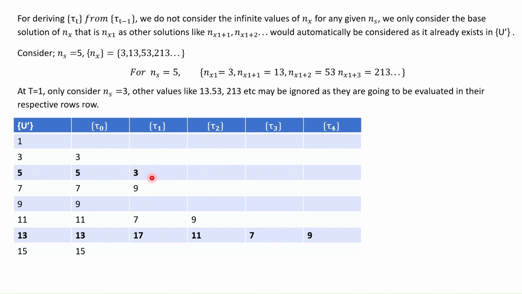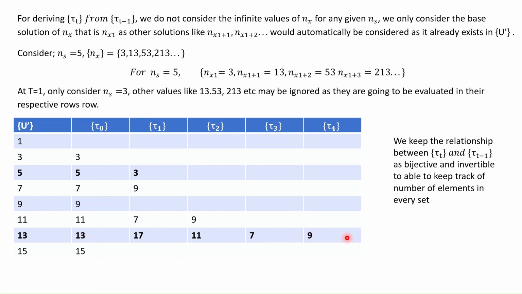Say this is the value we considered. But for 13 that we had ignored, 13 is already being analyzed in its separate row. Similarly, all the elements, 53, 213, 853, whatever the value is, they would be studied in their own definitive row. So none of them is going to be eliminated out of our analysis. The reason for being so selective in terms of expansion is very critical.